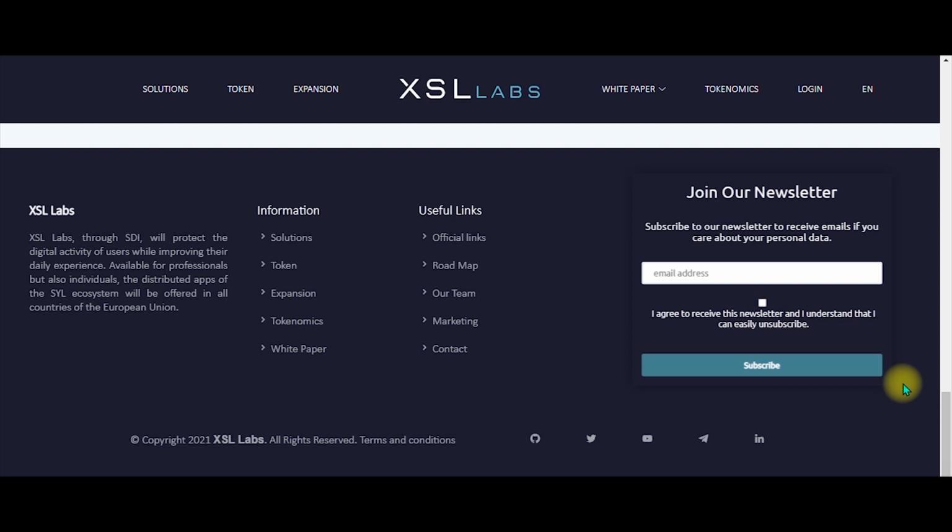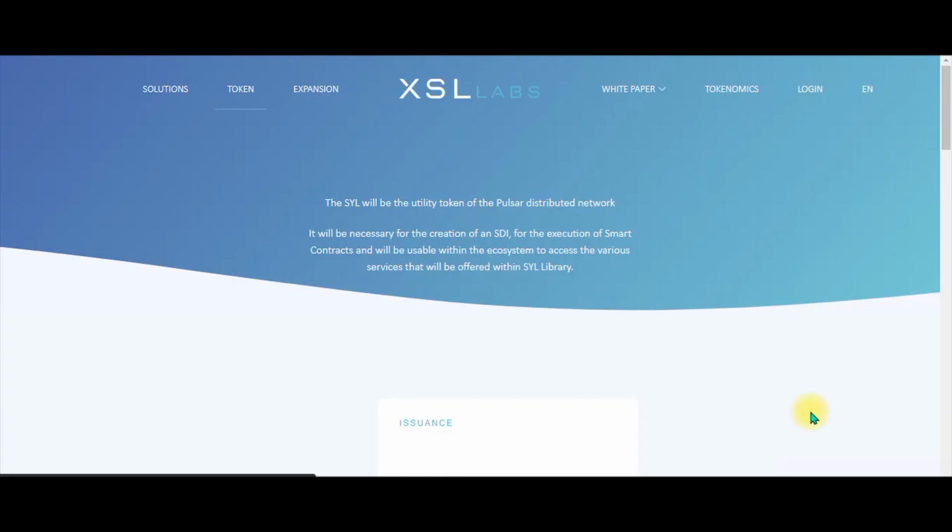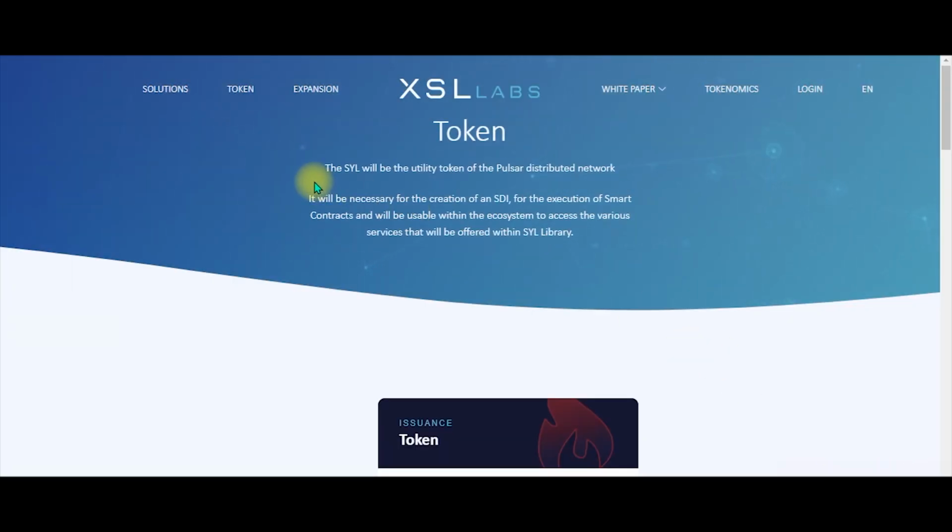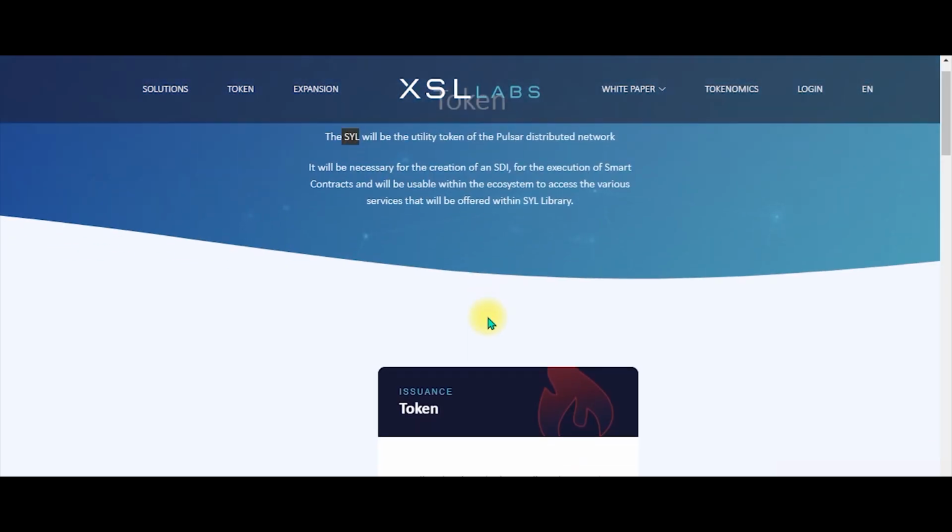So we were continuing our tour of XSL Labs. Let's check out the token section. The SYL will be the utility token of the Pulsar distributed network, and it will be necessary for the creation of the SDI app and for the execution of smart contracts. Basically, without this token, the system will not operate, and this is their token named SYL.